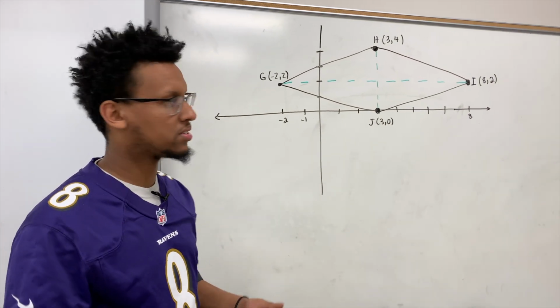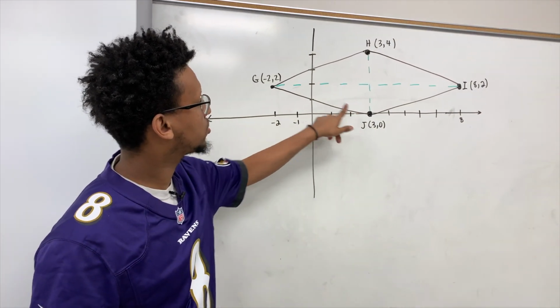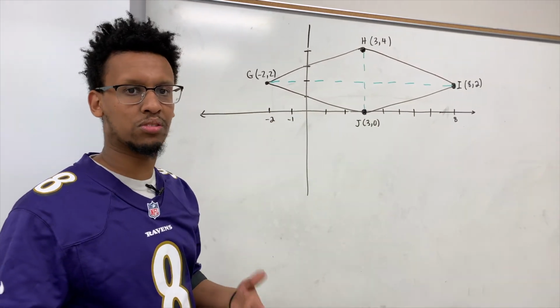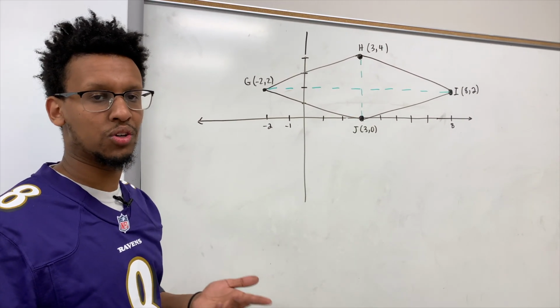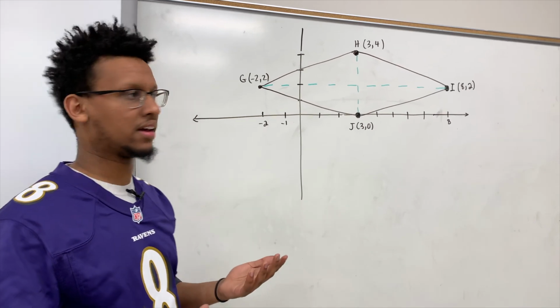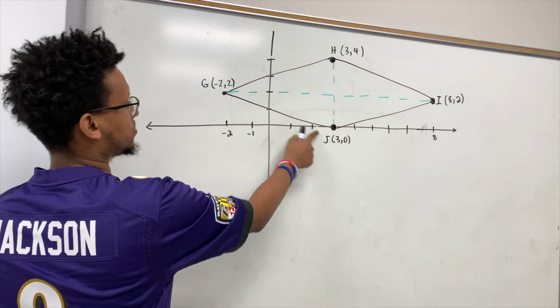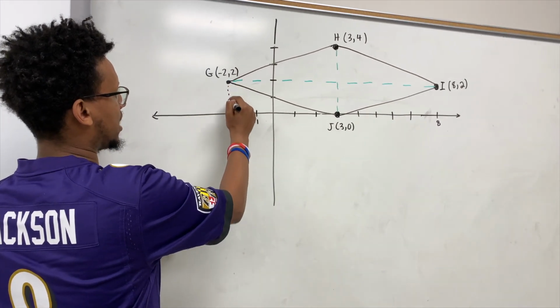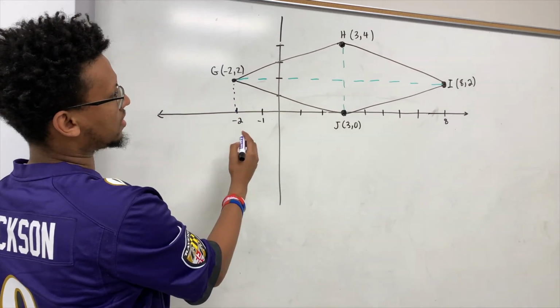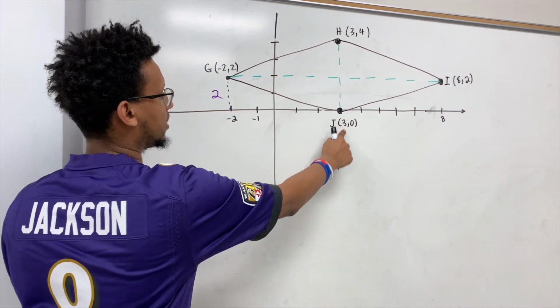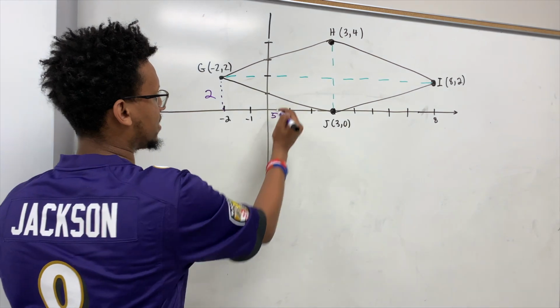But the problem is the sides are diagonal, so we are not able to just count them. So we have to use Pythagorean theorem. So you can always make a right triangle out of anything. So if I could come right here and I want to check the length of this segment, I'm just going to go down, and that is a length of 2. And I'm going to go across from -2 to 3. That's a length of 5.